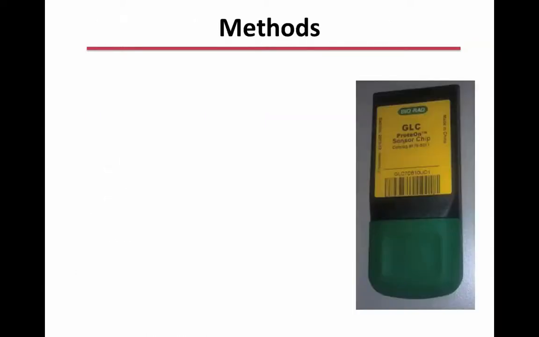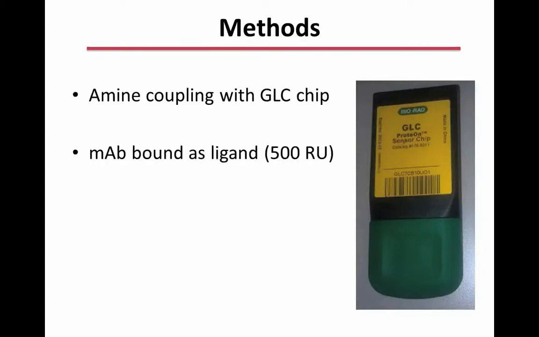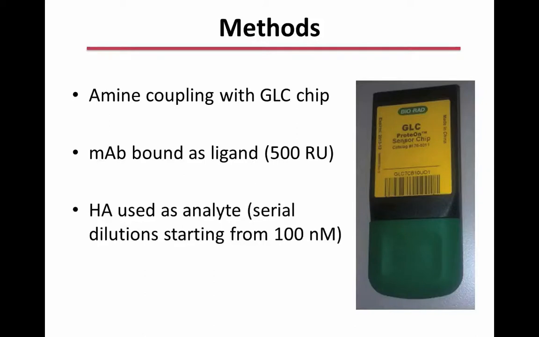We use amine coupling with a GLC chip, and we bind our monoclonal antibodies as the ligand, going up to 500 RU or RL, followed by using the hemagglutinin as an analyte with serial dilutions, generally starting from 100 nanomolar or up to as high as 800 nanomolar for some of the antibodies with a lower affinity.